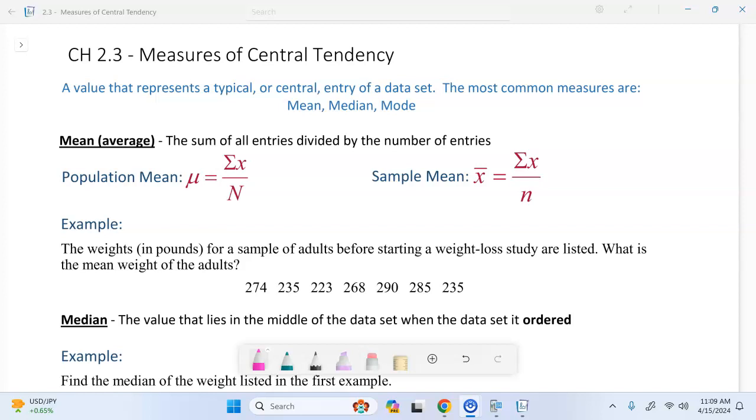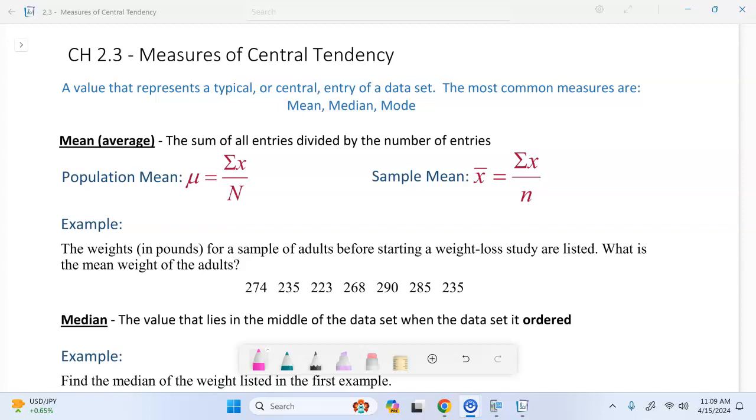So our first and most common is our mean. That's usually what people think of with average. The sum of all the data entries is divided by the number of data entries that we have. We have two different types of mean. We have a population mean and a sample mean.